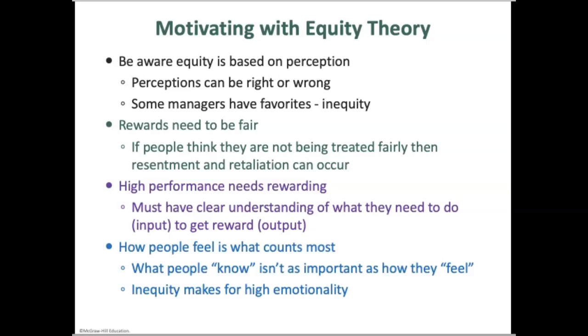High performance needs rewarding, so people must have a clear understanding of what they need to do in terms of an input in order to get a reward, which would be an output. How people feel is what counts in this example. What people know isn't as important as how they feel, and inequity makes for high emotional levels.